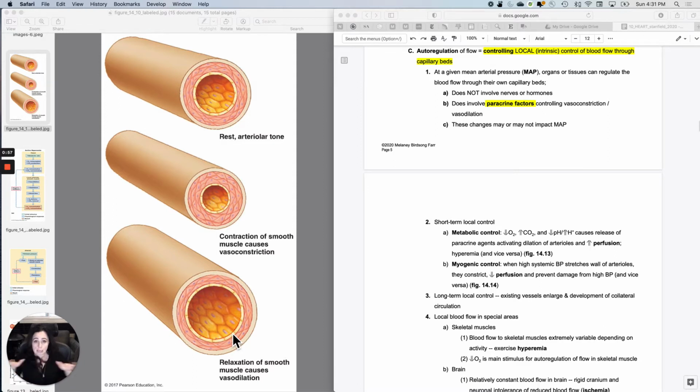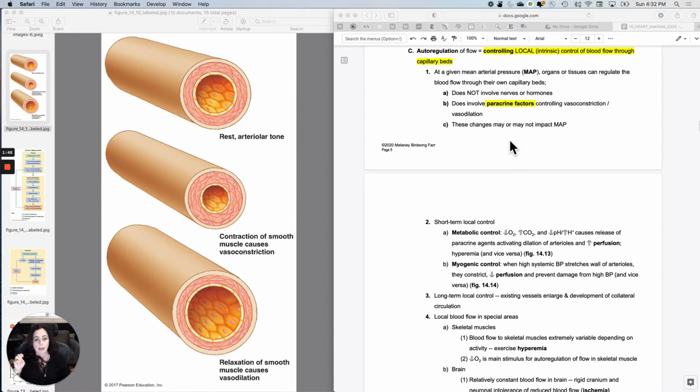So, at a given mean arterial pressure, organs or tissues can regulate blood flow through their own capillary beds. This does not involve the nervous system or hormones, because hormones would affect way more than just a local capillary bed, and the nervous system generally does too. What it does involve is primarily paracrine factors controlling vasoconstriction and vasodilation. And although these may have a little bit of an impact on the mean arterial pressure, that's not really the point. That's really secondary. What I'm really trying to do is this: the liver capillary bed says it needs more blood. I do vasodilation of the arterioles leading to that capillary bed, and I'm not concerned about the impact it has on the blood pressure as a whole.